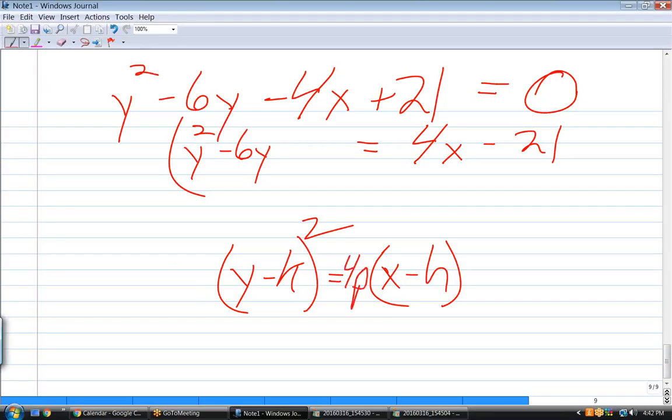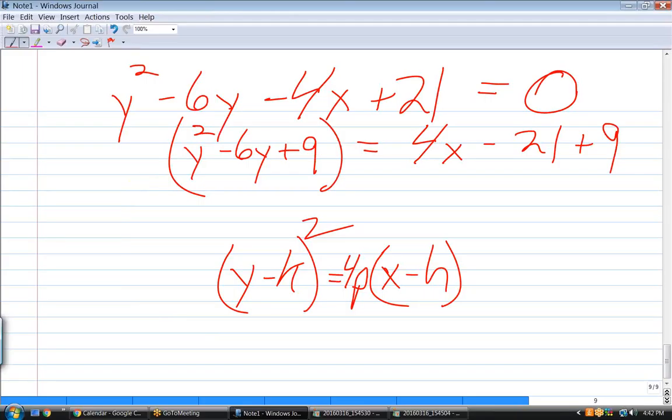All right. So that's the general format for a horizontal parabola. Y minus k squared equals 4p times x minus h. Just remember to always put the 4p in front of the non-squared term. Now let's make our equation look like that. If I complete the square on the left, I'm going to add 9. I'm going to add 9 on the right to make up for that.